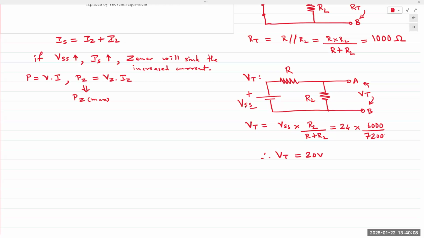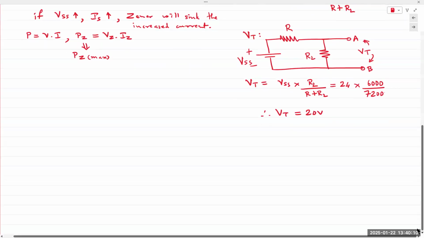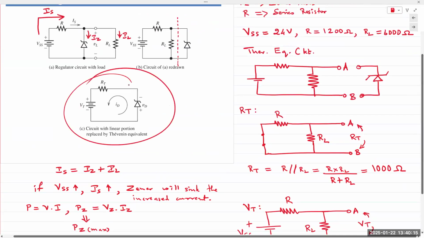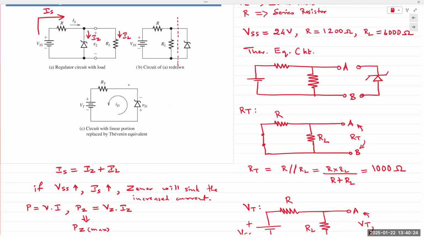Okay. So our circuit now looks like this. We have the Thevenin voltage VT, and the Thevenin resistance RT, and our Zener regulator connected to it. The reference polarity, instead of taking VZ and IZ, goes into diode voltage and diode current. So that is in reverse bias. It's opposite of the Zener diode VZ and the Zener current IZ.